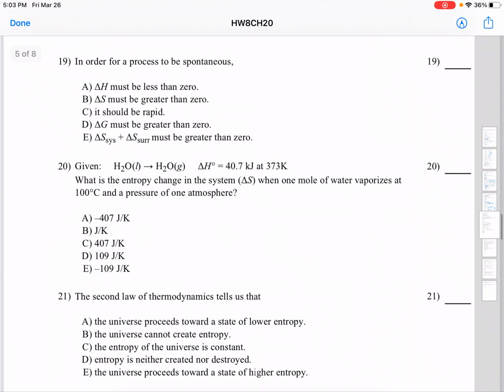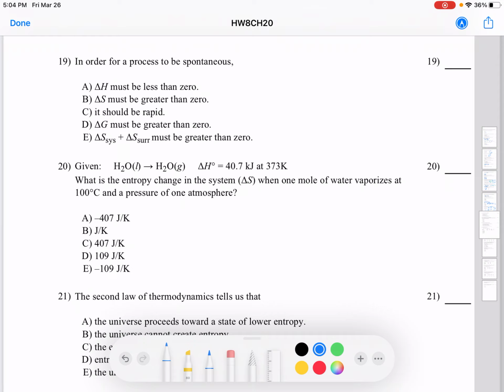Number 19, in order for a process to be spontaneous, delta H must be less than 0? It doesn't have to be. Delta S must be greater than 0? Doesn't have to be either. Should be rapid? Delta G must be greater than 0? No, delta G needs to be less than 0. Delta S of the system and delta S of the surroundings must be greater than 0. Exactly. The total should be greater than 0, so then the universe will feel it and it would be a spontaneous process. Okay, so the correct answer would be E.